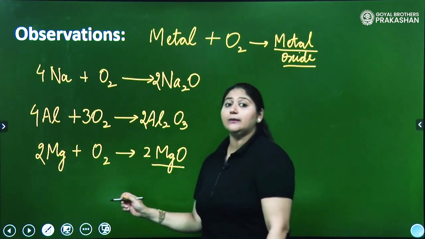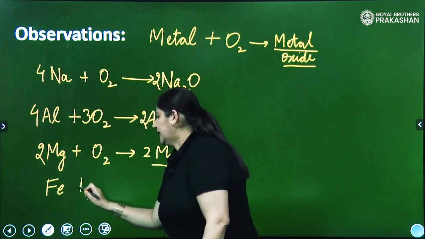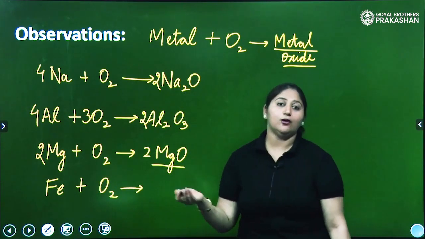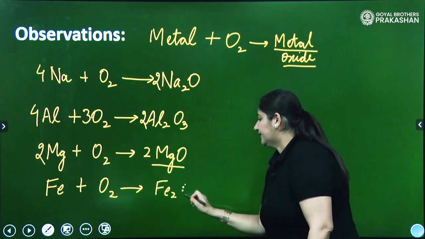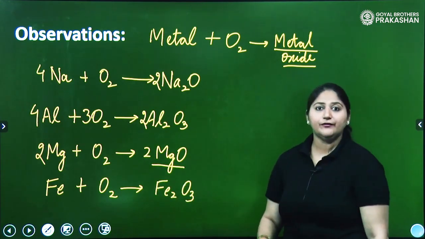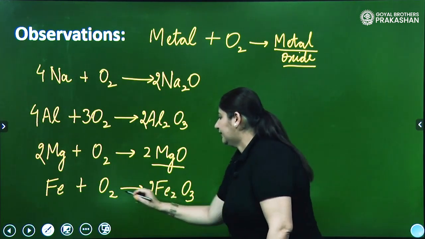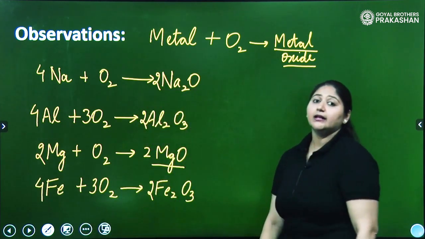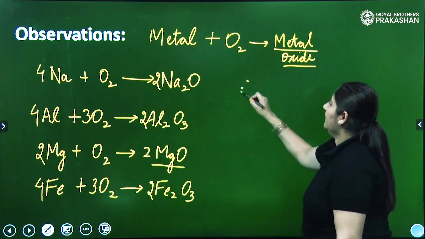Now when we talk about the next metal, let's say iron. When iron reacts with oxygen, what will it form? Definitely it will form oxide, and that is Fe2O3. And what is the color of Fe2O3? Reddish brown. The reaction is not balanced. We always need to write a balanced equation. It is done.